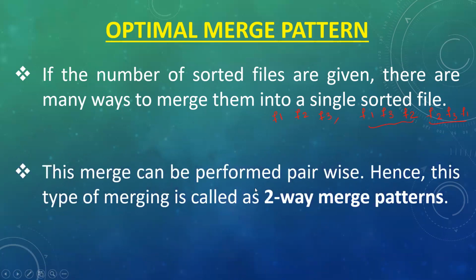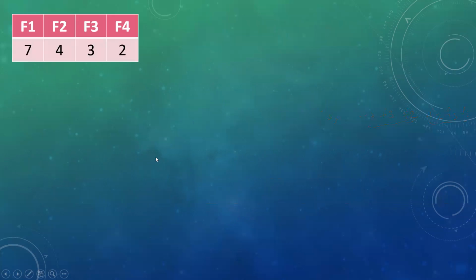And here one constraint is there. The merge can be performed pairwise, meaning at the same time you can merge only two files. So this type of merging is called two-way merge patterns, or otherwise binary merge patterns. At the same time, you can merge only two files. This is the two-way merge pattern.